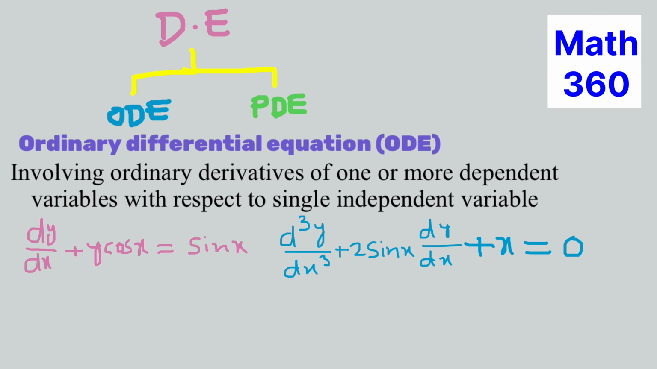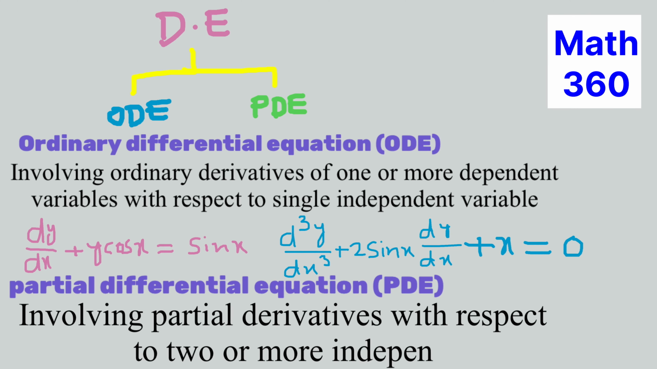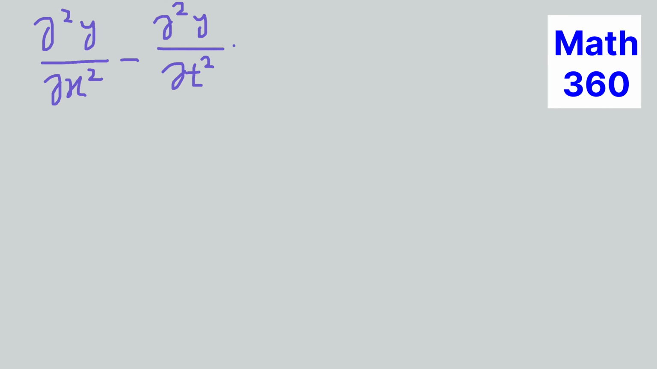A differential equation involving partial derivatives with respect to two or more independent variables is called a partial differential equation. For example, partial squared y over partial x squared minus partial squared y over partial t squared is equal to 0. The last two examples of differential equations are partial differential equations.